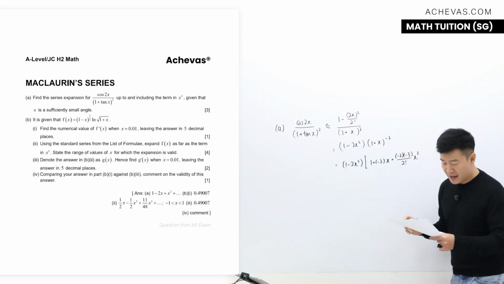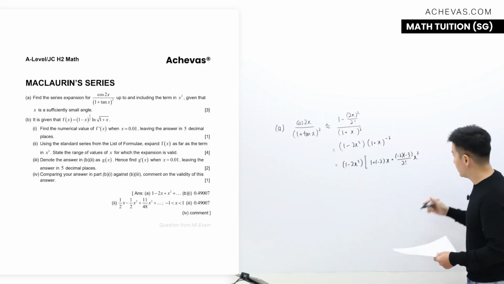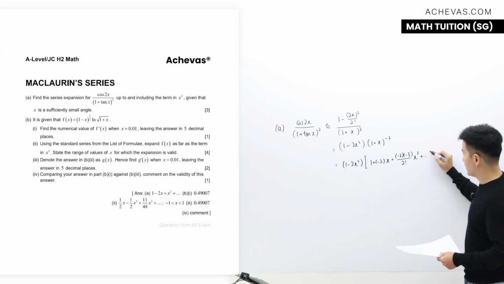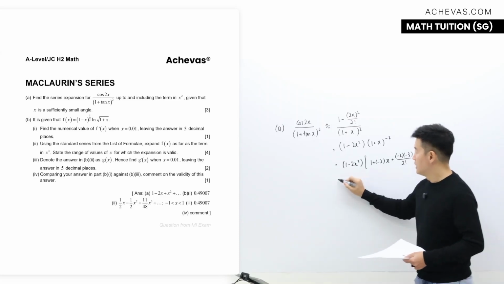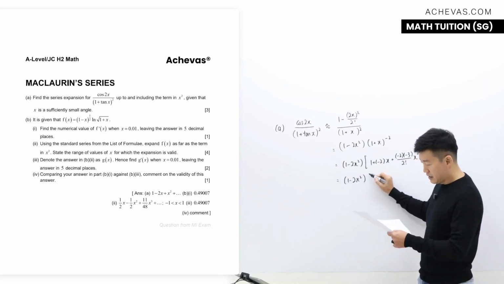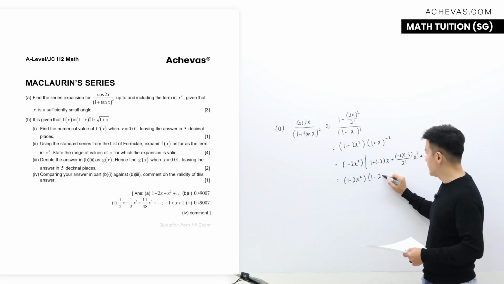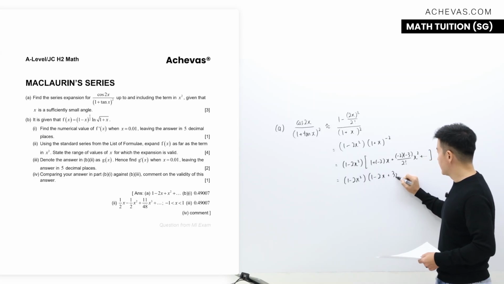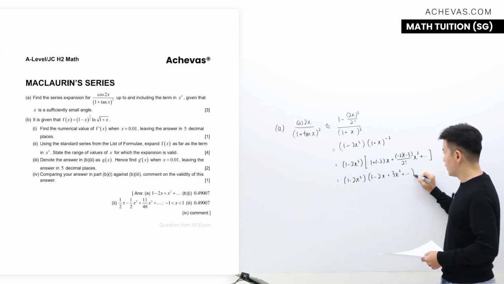And the next term will be x to the power of 3. We're going to be ignoring that. So I'm going to just put a plus dot here. This is going to be 1 minus 2x squared. And here we will have 1 minus 2x plus 3x squared, and so on.